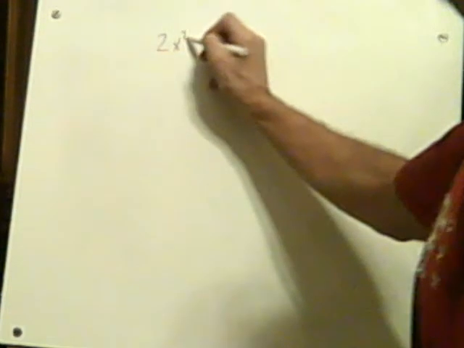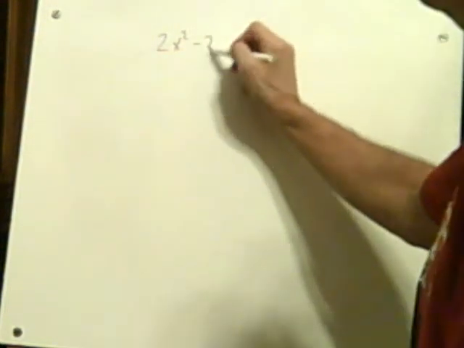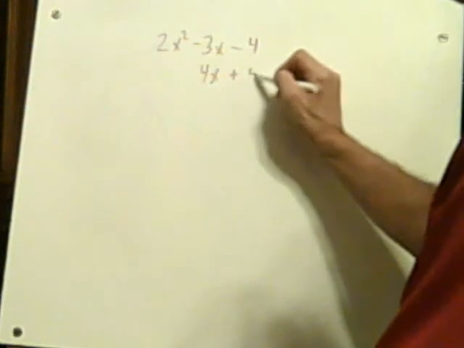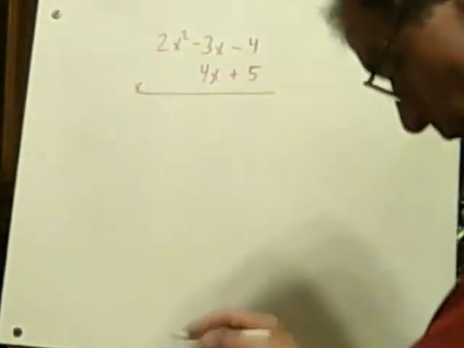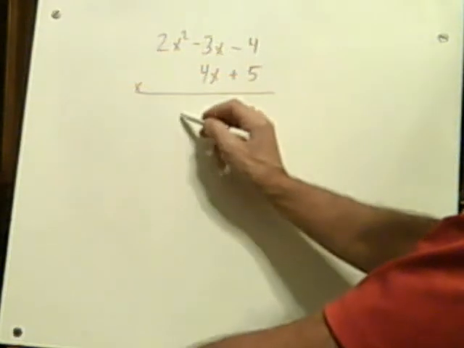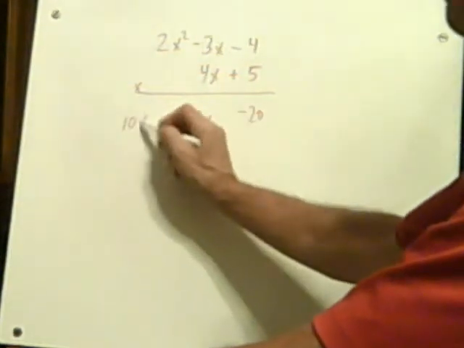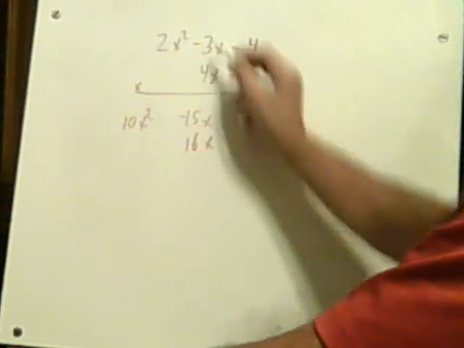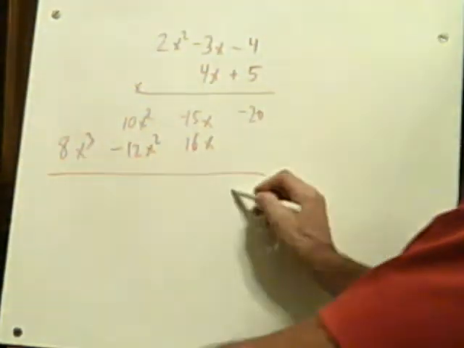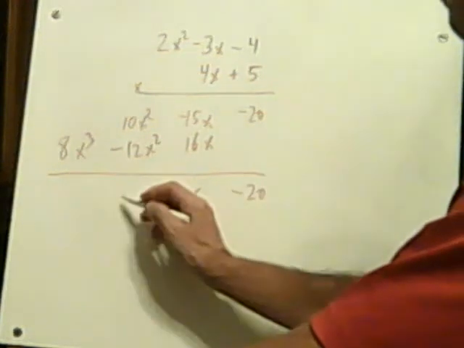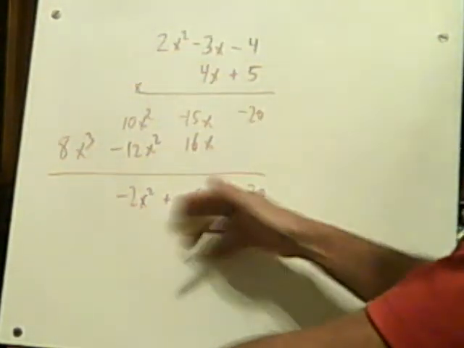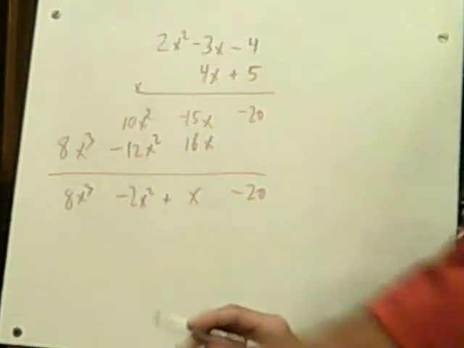2x squared. This is number 18: 2x squared minus 3x minus 4 times 4x plus 5. Okay, that's a multiplication sign, not an x. Minus 20, minus 15x, 10x squared, 16x, minus 12x squared, 8x cubed, minus 20x, minus 2x squared. I'm going to put a plus sign in here, just because this one ended up with a plus sign. 8x cubed, and that's the answer.